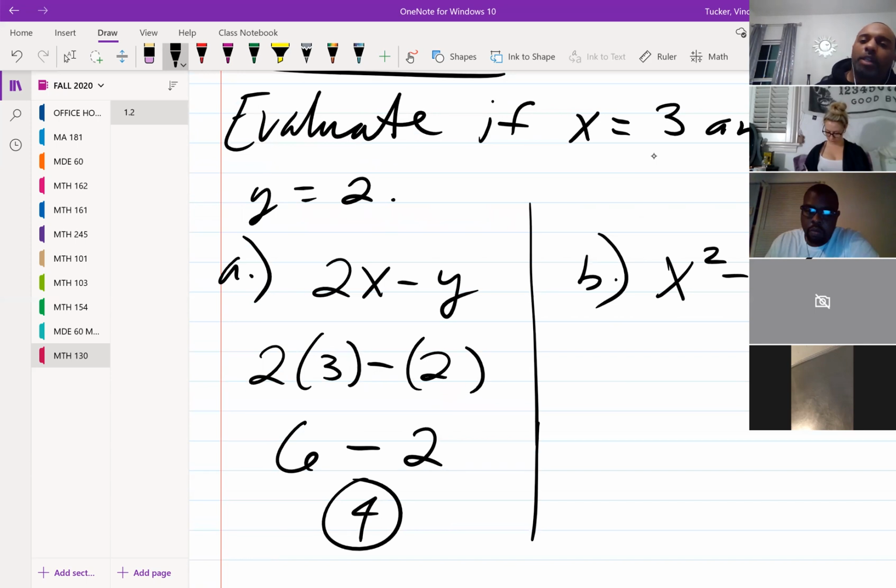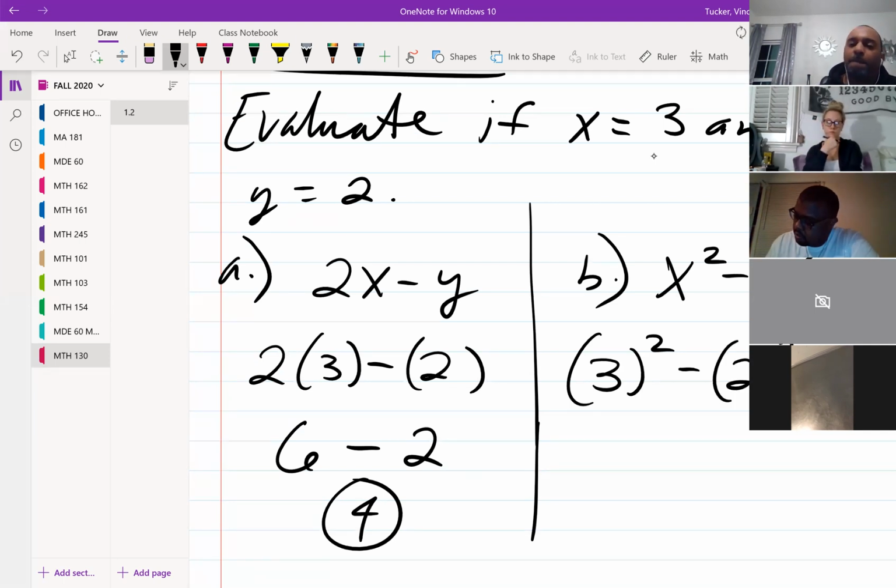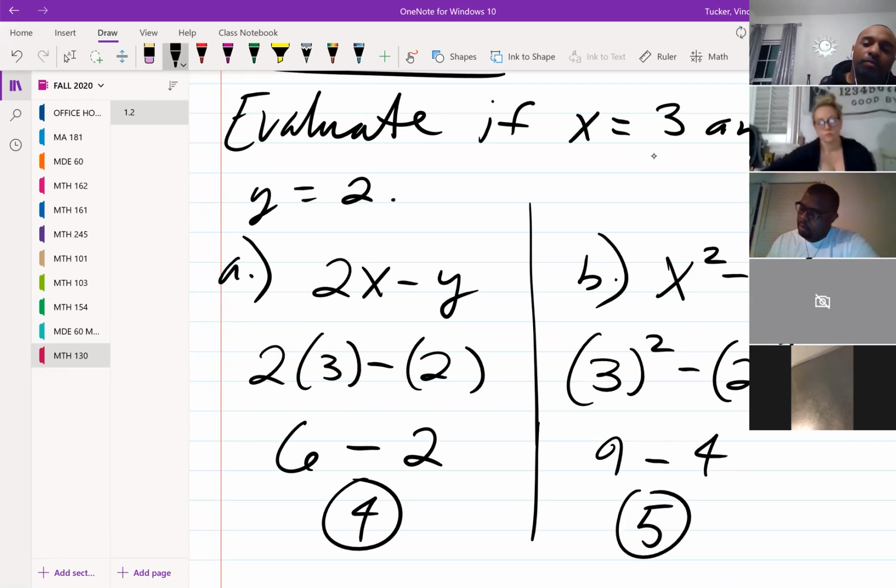Next one, x squared minus y squared. Once again, x is 3. So that's 3 squared, y is 2. 3 squared minus 2 squared. 3 squared is 9. That's 3 times 3. 2 squared is 4. That's 2 times 2. And then 9 minus 4 is 5.